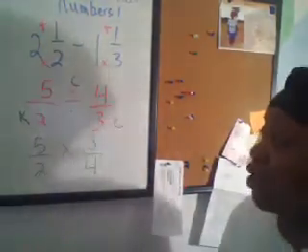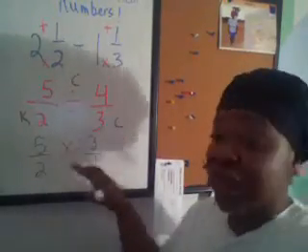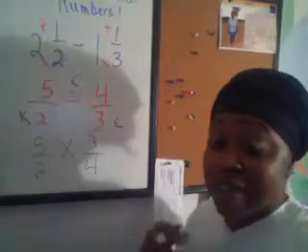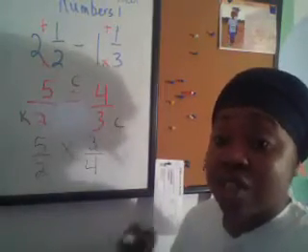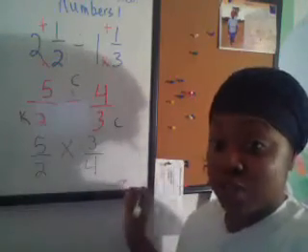Now I can multiply across. And before I multiply across, I want to look at this and say to myself, can I do cross cancellation? Because that's the best method that I can use to make sure that my answer is reduced into its lowest terms. Okay?